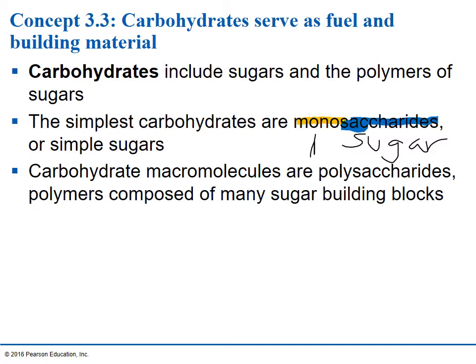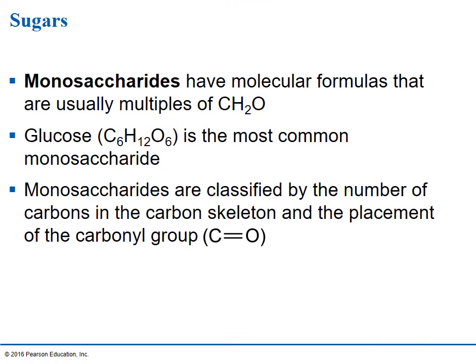If you wanted to make a larger carbohydrate, you would be making something called a polysaccharide. In other words, the polymer of a carbohydrate is called a polysaccharide. So you see that word listed right here. And again, the back half means sugar, poly means many, so literally many sugars. Okay, so on this slide, we're just going to focus on monosaccharides.